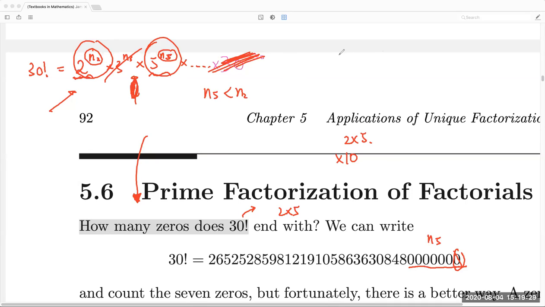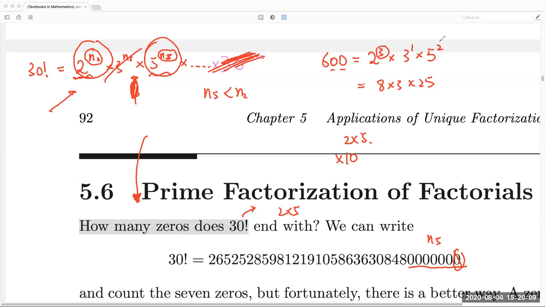Wait, how is that number at the behind like n5? So let's give you an easier example, 600, okay? So 600 can be written as the product of the prime numbers 2, 3, and 5 only. So it is 2 to the power 3 times 3 to the power 1 times 5 to the power 2. Okay? So how many zeros are there? There are only 2 zeros.